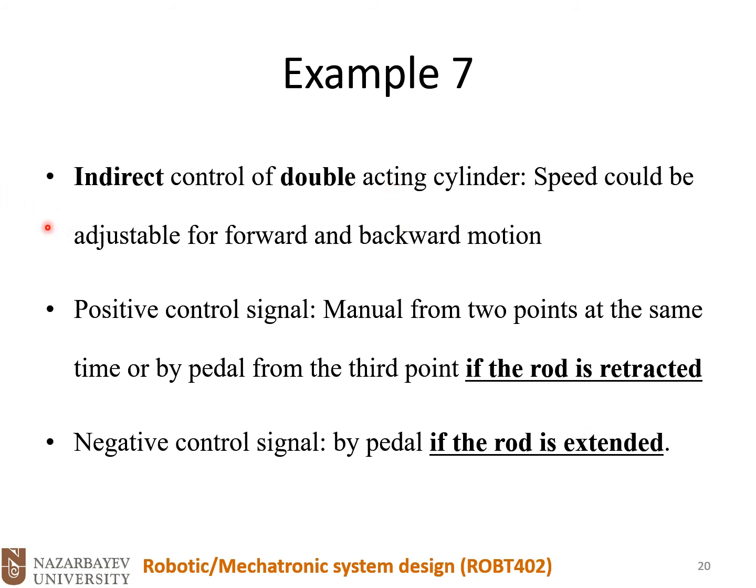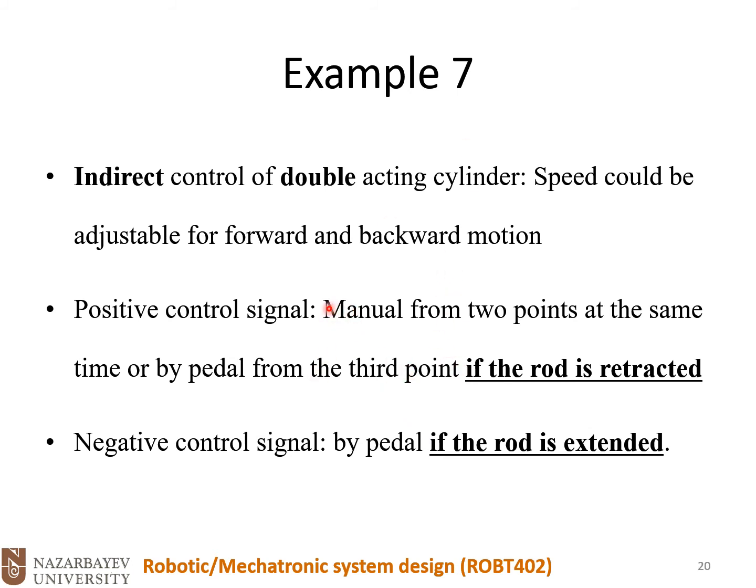Example 7, we need to have indirect control of a double acting cylinder. Speed could be adjustable for forward and backward motion. So far we had these requirements before. Positive control signal manual from 2 points at the same time, or by pedal from the third point if the rod is retracted, similar to the previous one. Negative control signal by pedal if the rod is extended. It's very similar to the previous example.